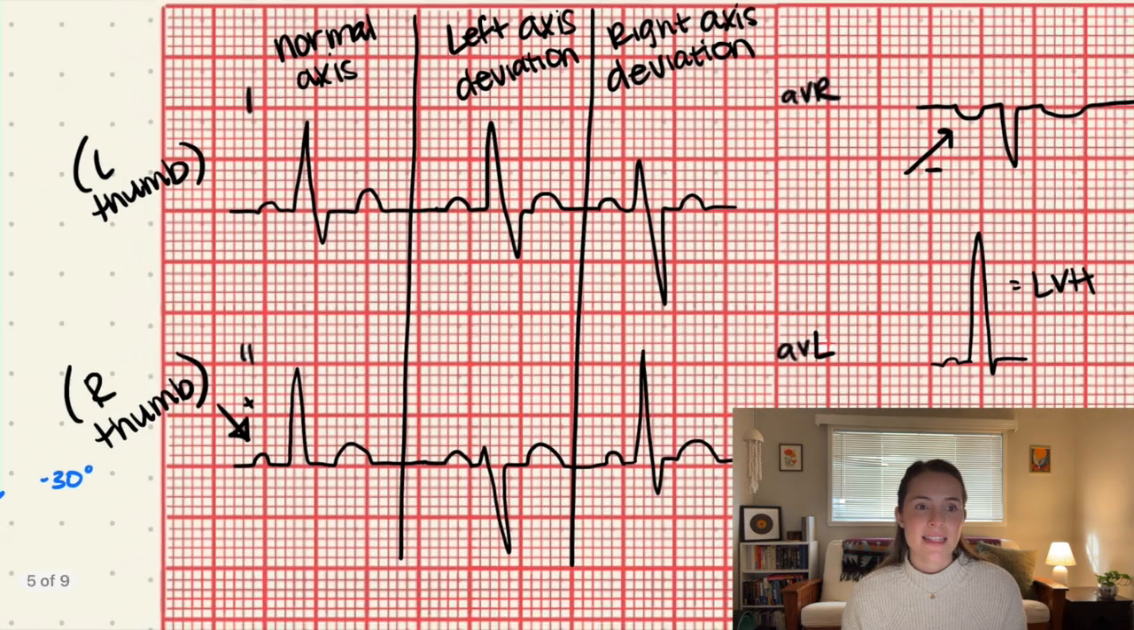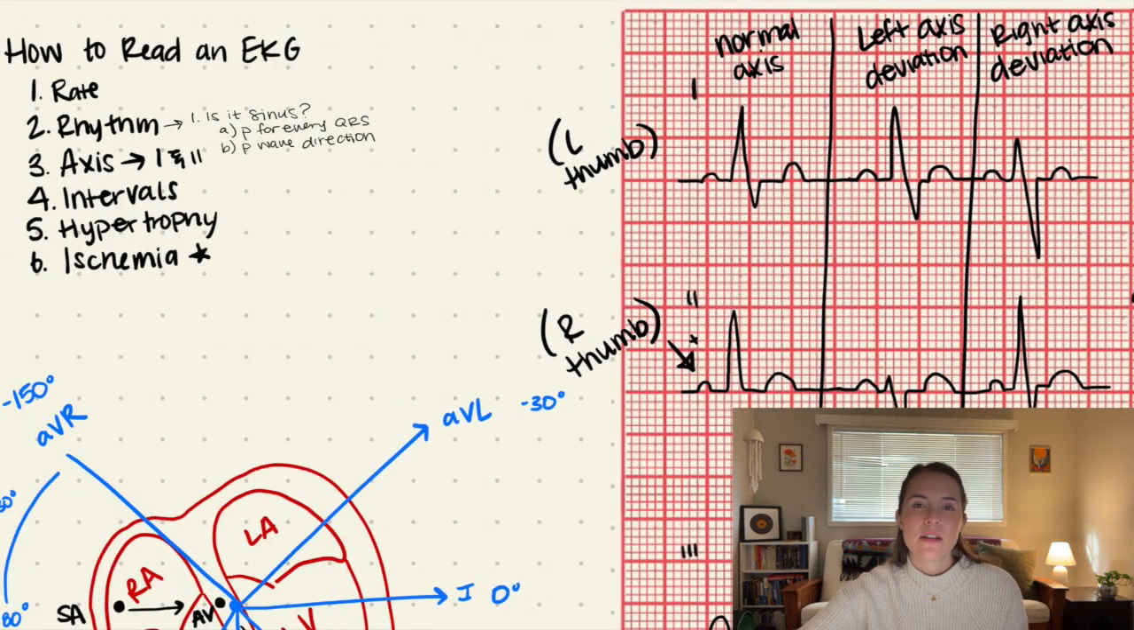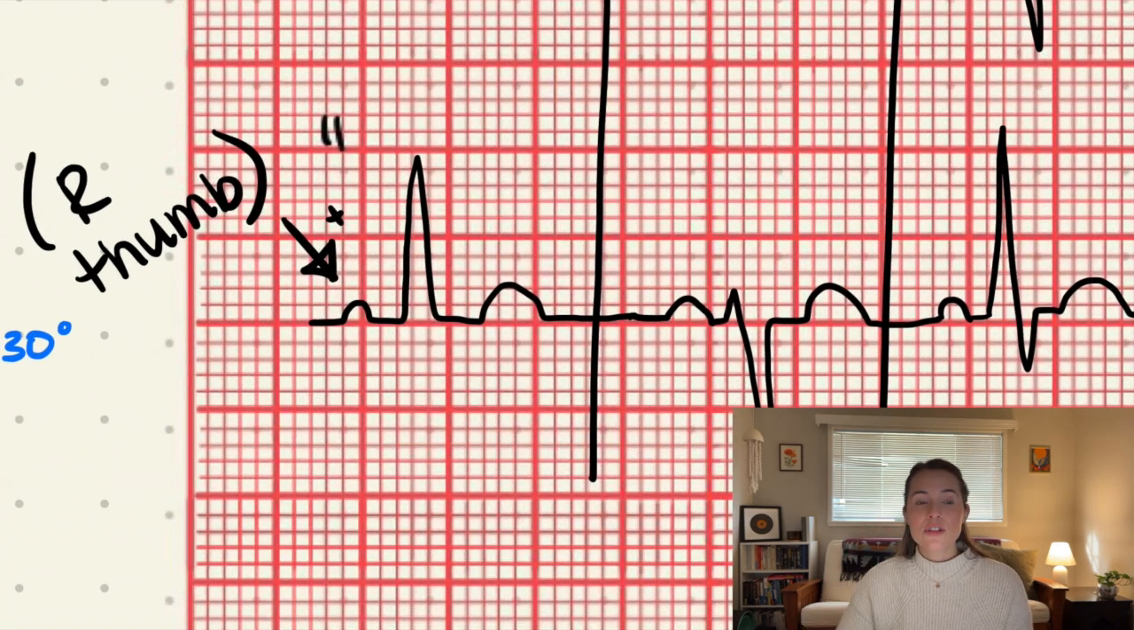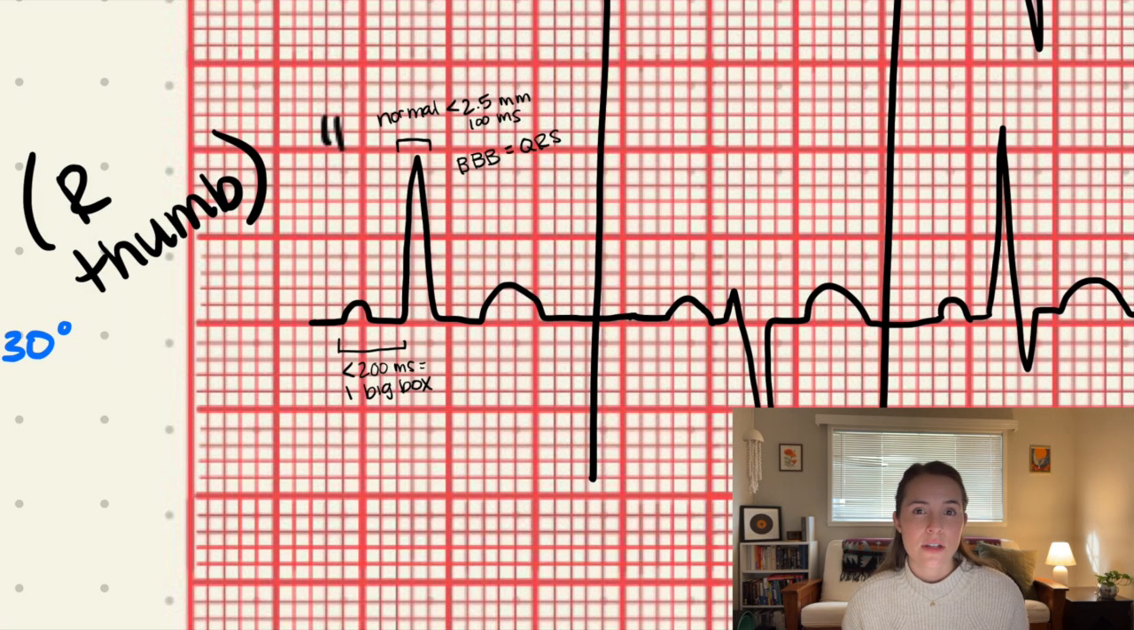Once we figure out the axis, I look at intervals, and for brevity, we're just going to go over the normal intervals for each of these. So the PR interval should be less than 200 milliseconds, which is 1 big box. Then I look at the QRS complex, which should be less than 100 milliseconds, and that's about 2.5 boxes, where a block is defined by a QRS complex that's greater than 120 milliseconds, or 3 small boxes.